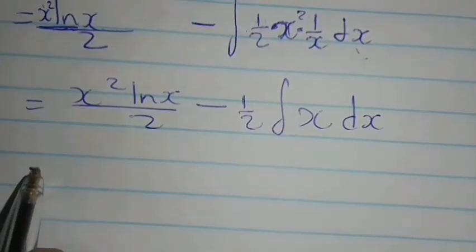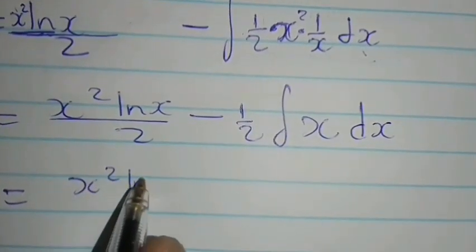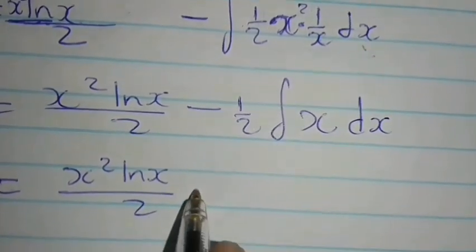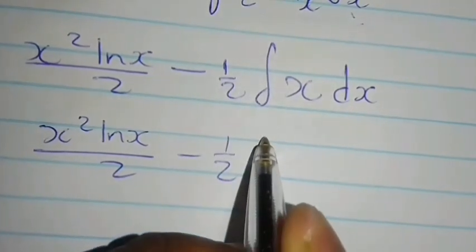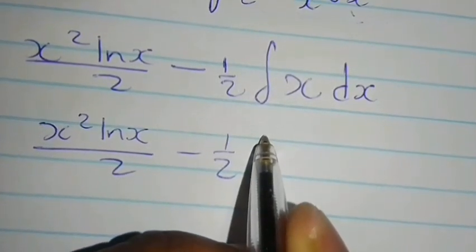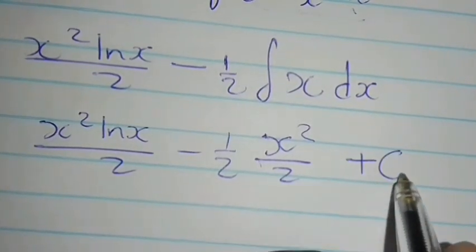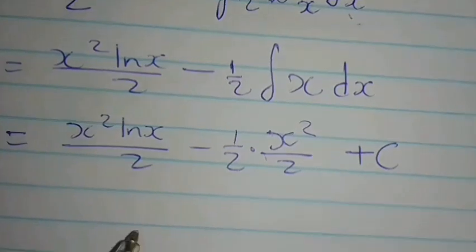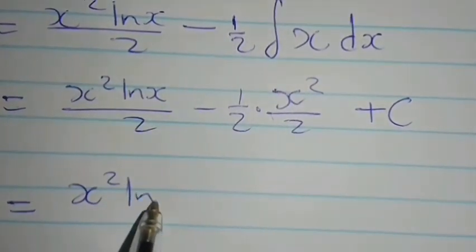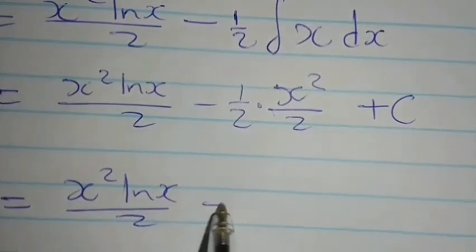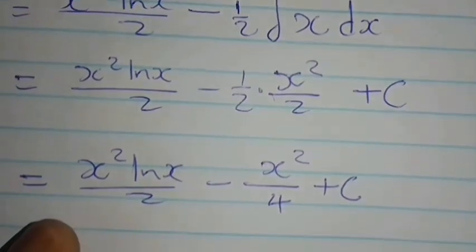So if you proceed further with this one, you're going to get x squared ln x divided by 2 minus half. Now the integral of x is going to be half x squared, or x squared over 2. Then don't forget to add your constant when you are done integrating everything. So if you further simplify this, it's going to be x squared ln x divided by 2 minus x squared divided by 4. And then you add your constant there.